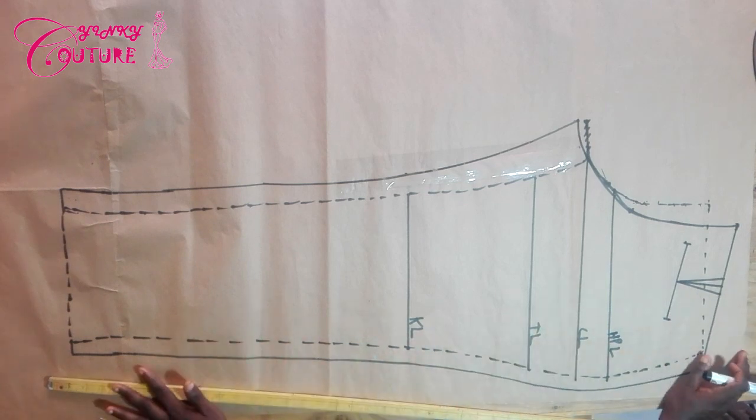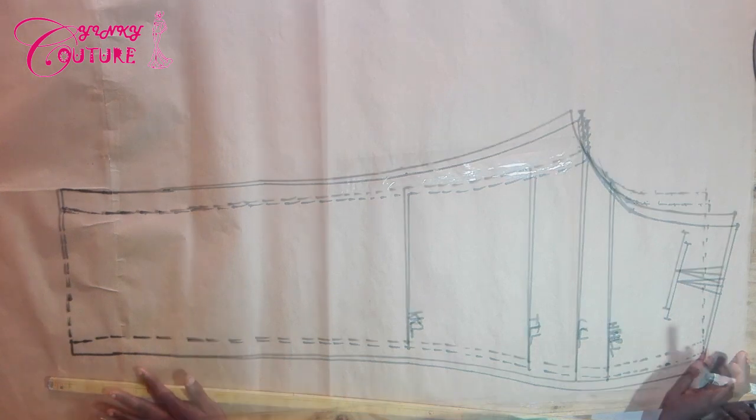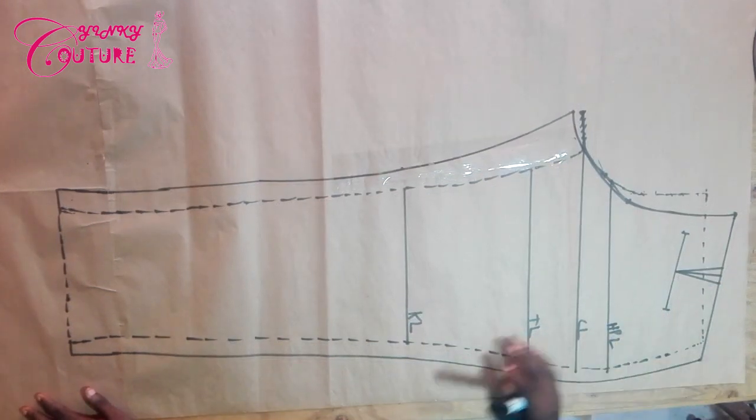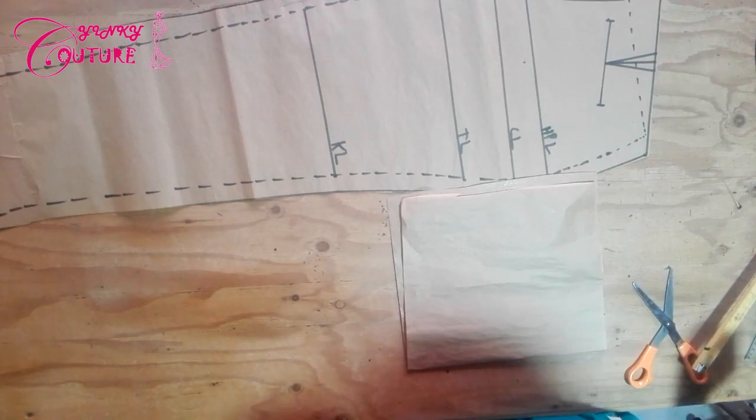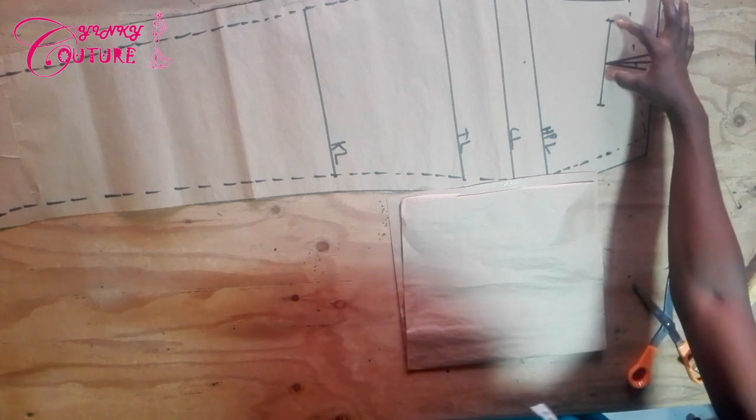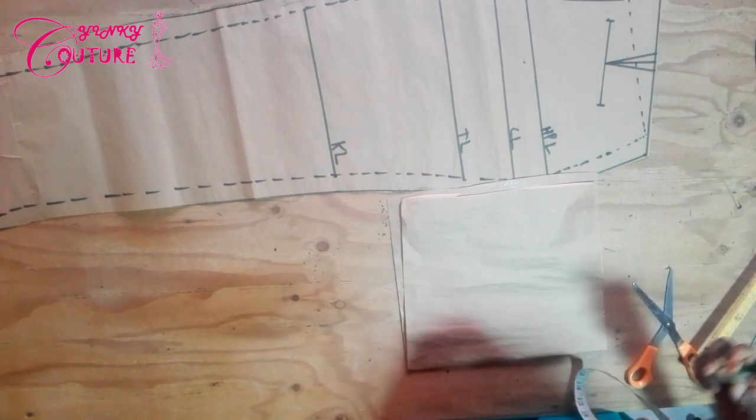So I will show you how to create the welt pouch and the piping of the welt pocket. The next thing to do is to cut it out. On the welt pocket, you are going to draft the pocket pouch. After drafting the welt line, you draft the pocket pouch.